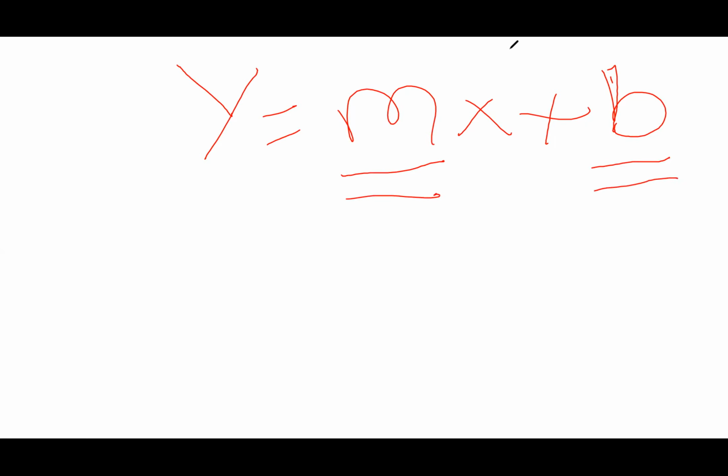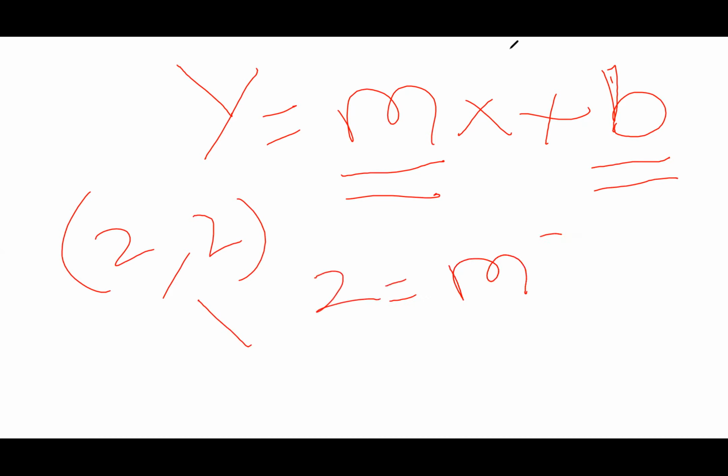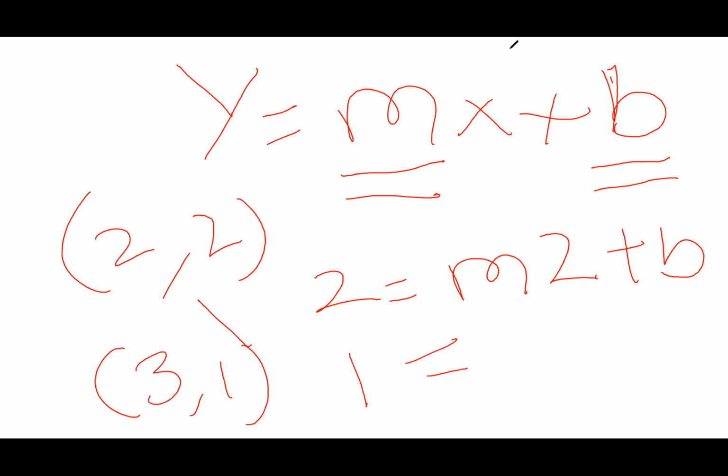So let's say I give you 1 point. Let's say I give you 2 comma 2, right? So you will have one equation which will say 2 equals m times 2 plus b. You still can't solve it, right? Because there are 2 variables, but I have only one equation. But if I give you another point, which is say 3 comma 1, then you will be like, oh, 1 equals m times 3 plus b. Now you have 2 variables, 2 equations. You'll do the basic math, determine b, put it there, and you'll determine what m is.